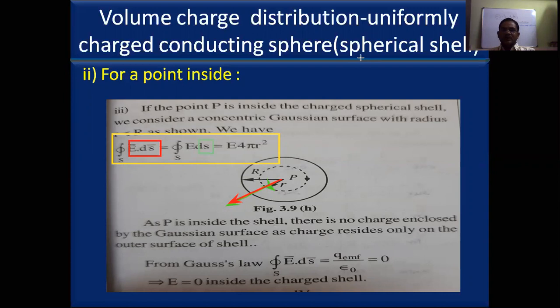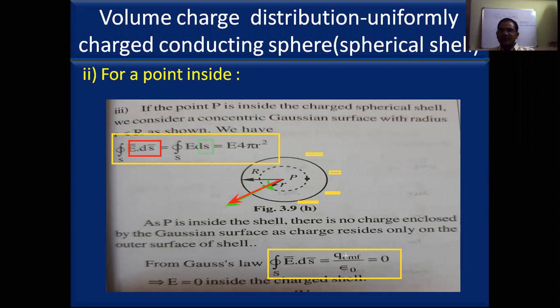But according to Gauss' law, the surface integral of E bar dot ds bar equals 1 by epsilon naught times the net charge enclosed by this closed surface. But there is no charge inside this surface. Why? Because in the case of a charged conducting sphere, the charge resides on its surface only. There is no charge inside the conducting sphere. So here Q net equals 0.